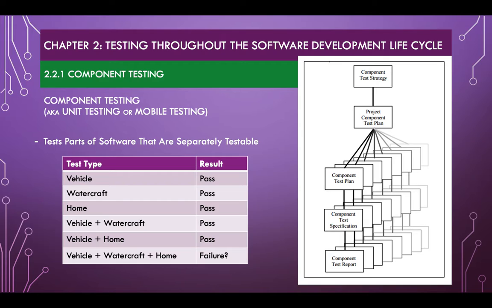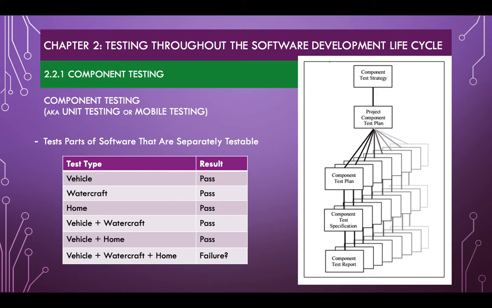Component testing is unit testing or module testing. Like I said, at my work, we call it user testing. This is basically if you took the project and broke every single little thing down into pieces. Each piece would be a component, and you would test each of these components. So if I take the component of a vehicle insurance plan, and it passes, and then I take a watercraft insurance plan, and it passes, and I take a home insurance plan, and it passes, I say, okay, all 3 of these components are good.